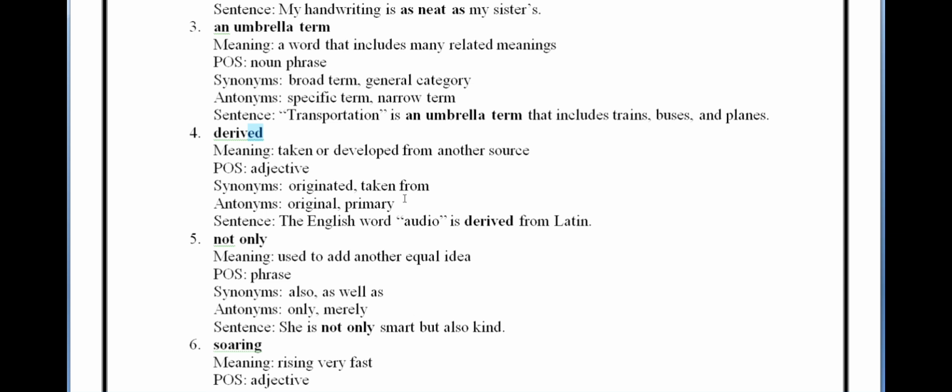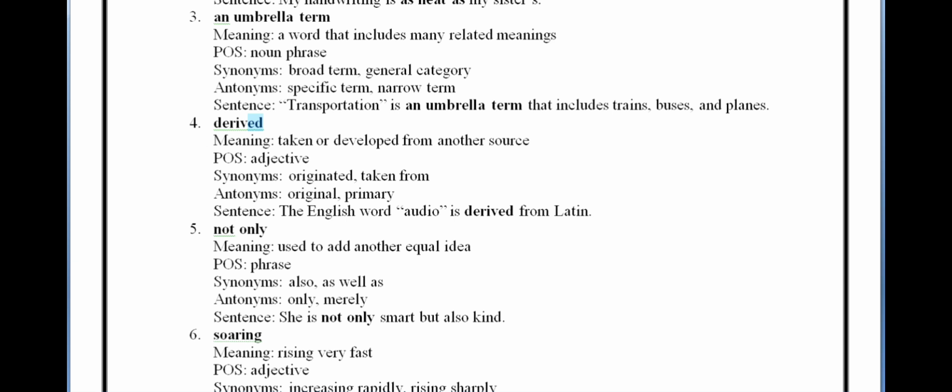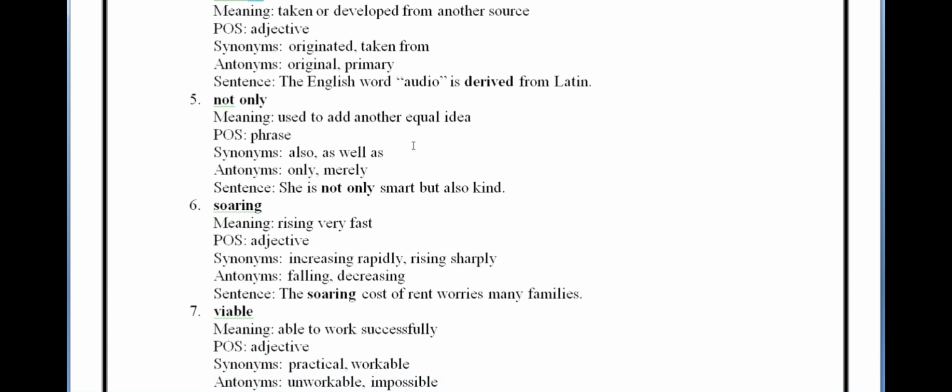The other word is not only. Not only, that is used to add another equal idea. It is a phrase. Phrase again is a group of two words. Synonyms are also, as well as. Antonyms are only or merely. We also have a word which is mere, that means only. Merely is also only.